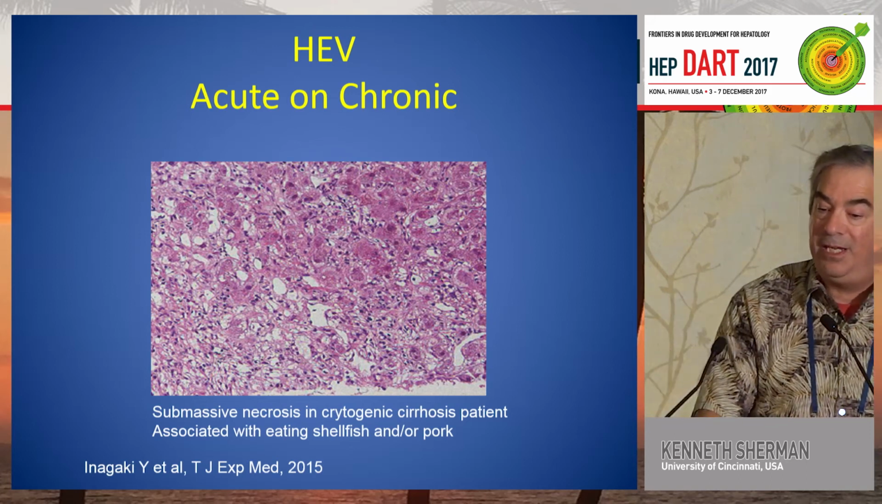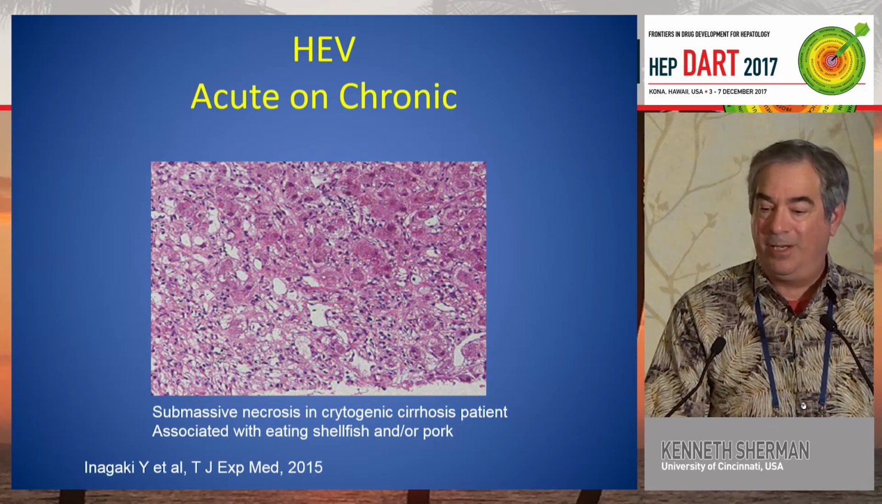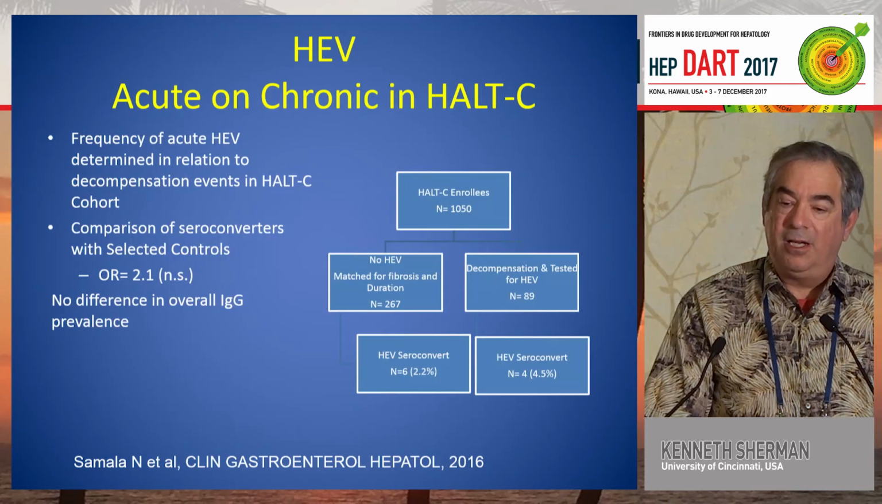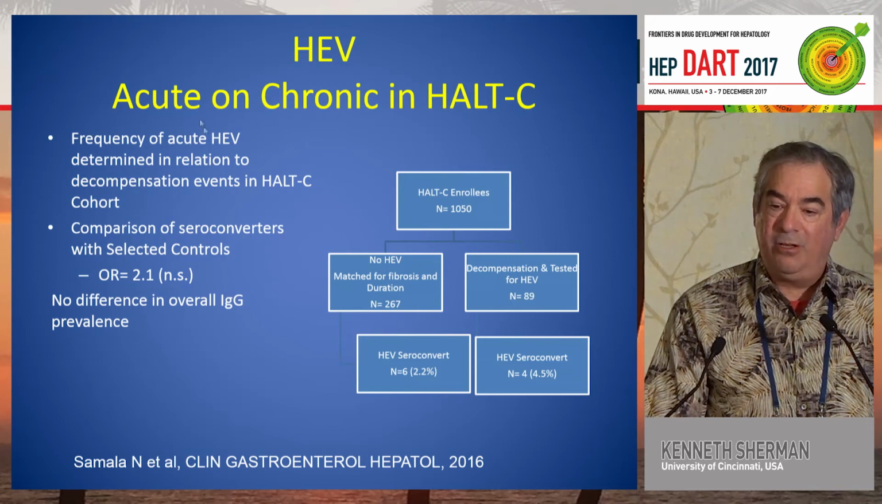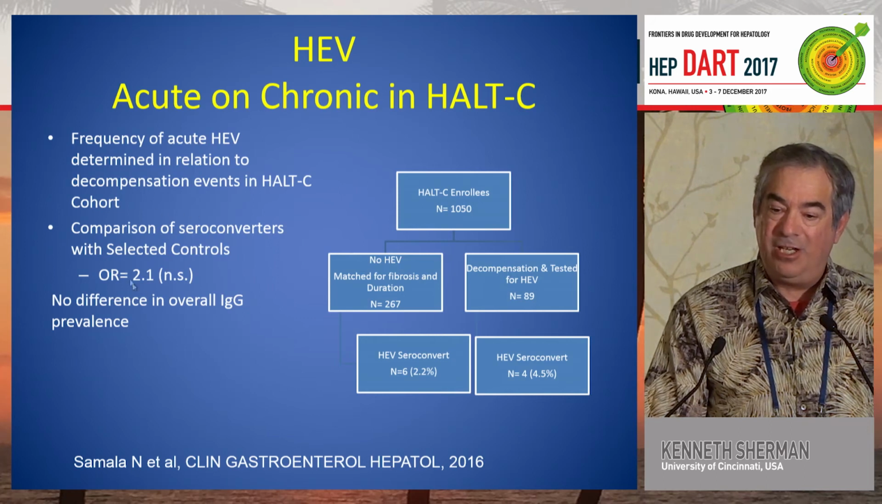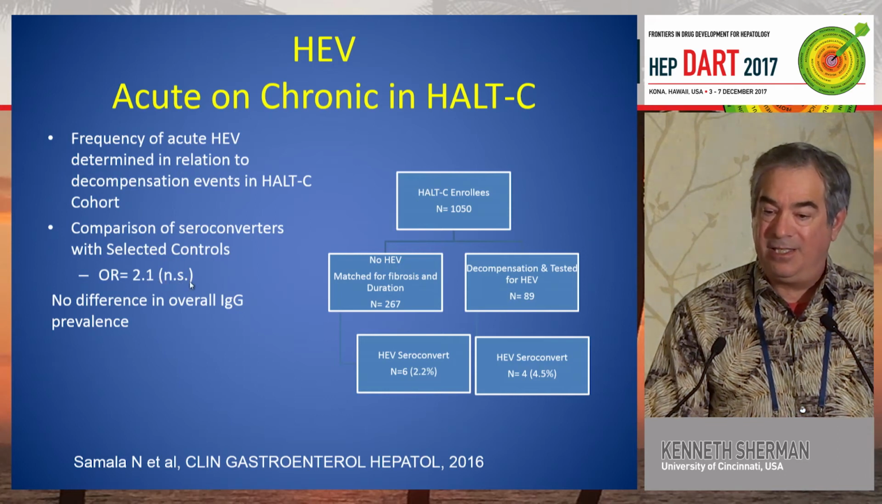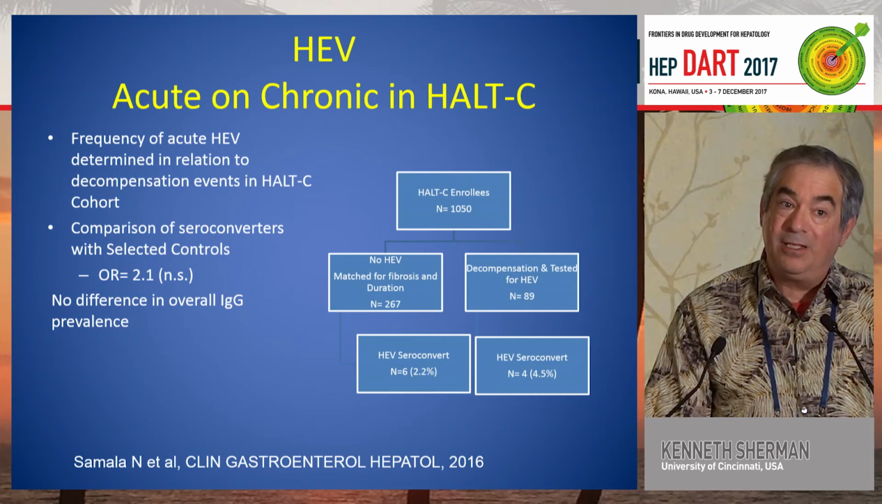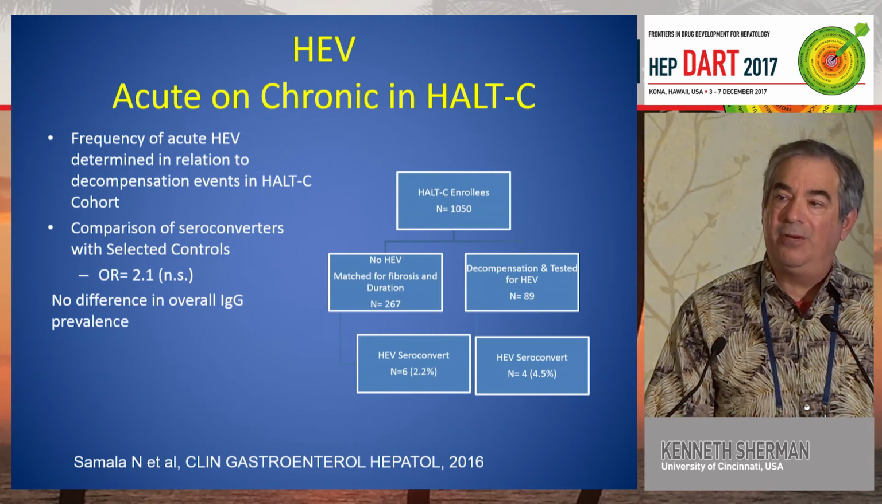It was associated with eating shellfish and or pork because the patient ate both and they couldn't track down the exact source. Studies in the US have looked at acute on chronic in the HALT-C cohort. The odds ratio compared to controls of having acute Hep E was 2.1, but that was not statistically significant, and there was no overall difference in overall IgG prevalence. So this appears to be, in those with chronic disease, a relatively rare issue in the US.